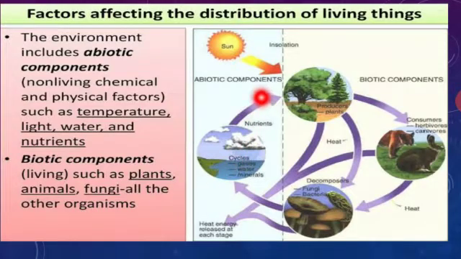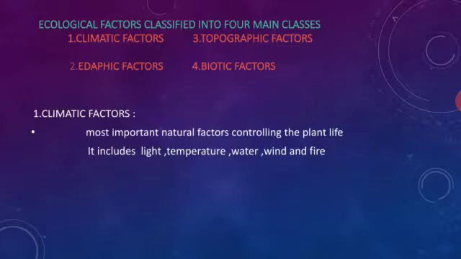So abiotic factors are light, temperature, nutrients. Biotic factors are plants, animals as well as fungi. Next, ecological factors are also classified into four main classes: climatic factor, topographic factor, edaphic factor and biotic factors. We are going to see them one by one.